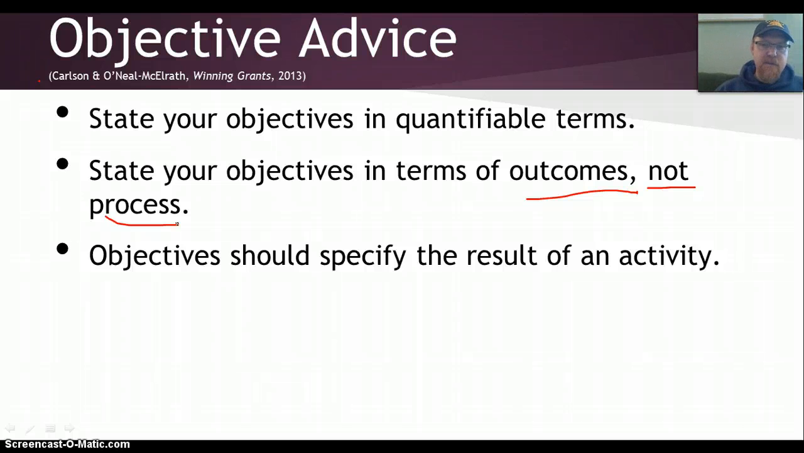As a result, objectives should specify the result of an activity. The activity is the process. The result of that activity is the outcome. Make your emphasis on the result of the activity, not on the process.